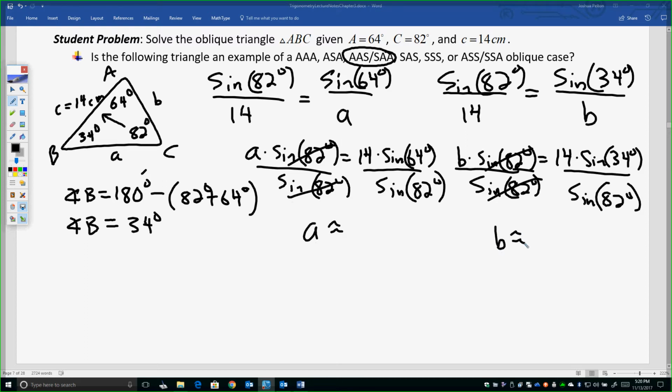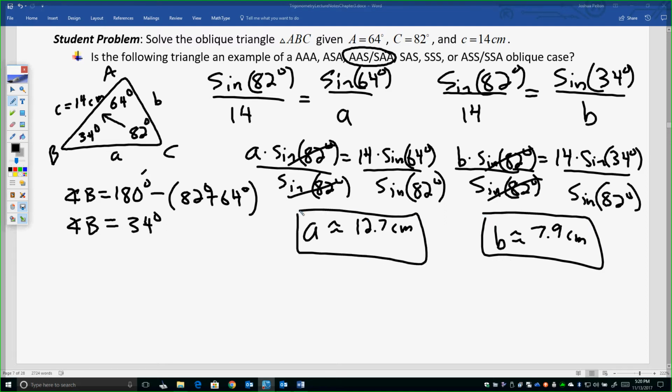So again, since we're typing in degrees, you need to put degrees into your calculator as the setting. So that'll give us 12.7 centimeters and 7.9 centimeters. And again, put those in our diagram. So that's about 12.7, and this one is about 7.9 centimeters.